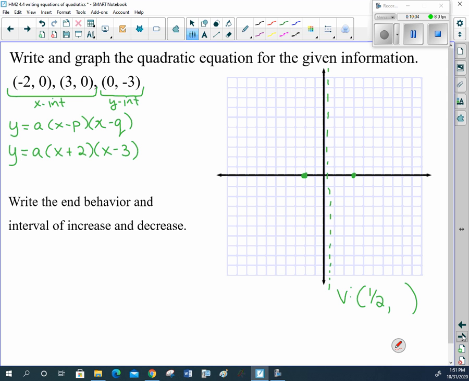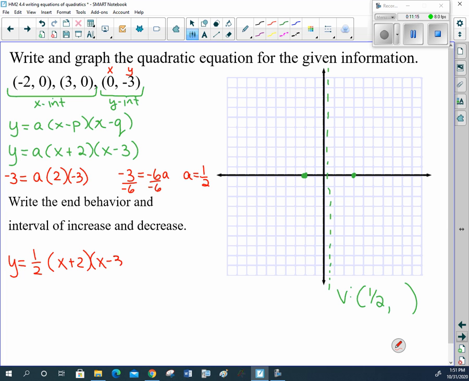The y-intercept is a really useful point. It's easy to work with because one of the values is 0. It could be any point, guys, but y-intercept is definitely the easiest. So we're going to put -3 in for y. We're going to substitute that right there. A stays the same. 0 plus 2 is 2. 0 subtract 3 is -3. Okay, multiply your 2 and your -3 together, and you get -3 equals -6a. Divide by -6. So a equals 1/2. So your equation now is y equals 1/2 times x plus 2 and x subtract 3.